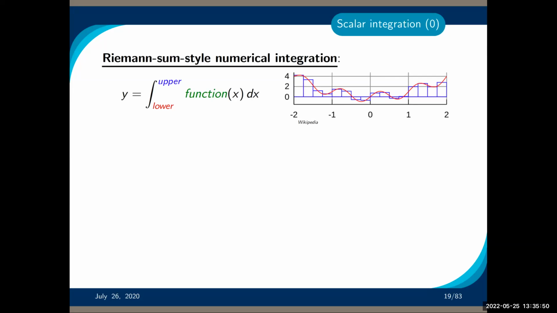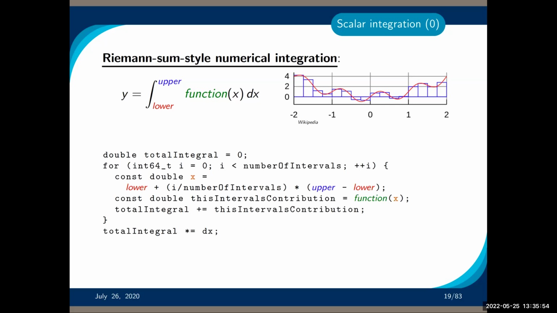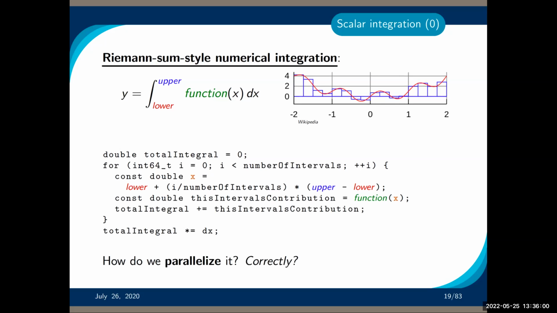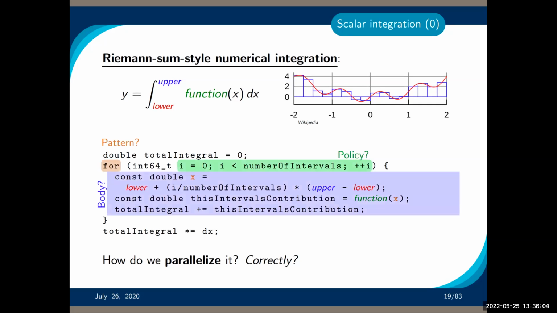So you want to do a Riemann numerical integration, right? So this is kind of what it looks like in sequential code. So how do we parallelize this, and how do we do it correctly? So again, we have this is the range, right? This is what we want to compute over, right? Each piece of work.